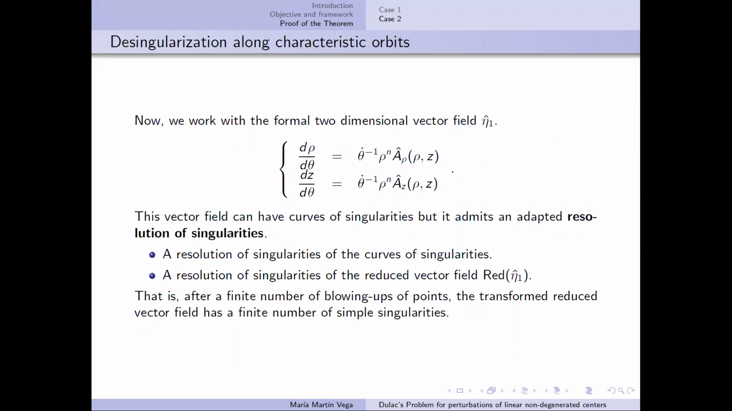Now we have the vector field that I defined before, that is a formal vector field, and it admits resolution of singularities. But this vector field can have lines of singularities because it doesn't need to be reduced. So the resolution of singularities here is adaptive. First, we resolve the singularities of the curves of singularities, and we also solve the singularities of the reduced vector field. After a finite number of blowing ups, because we are in dimension 2 and we have a theorem of resolution of singularities, we find that the transformed vector field has a finite number of simple singularities.